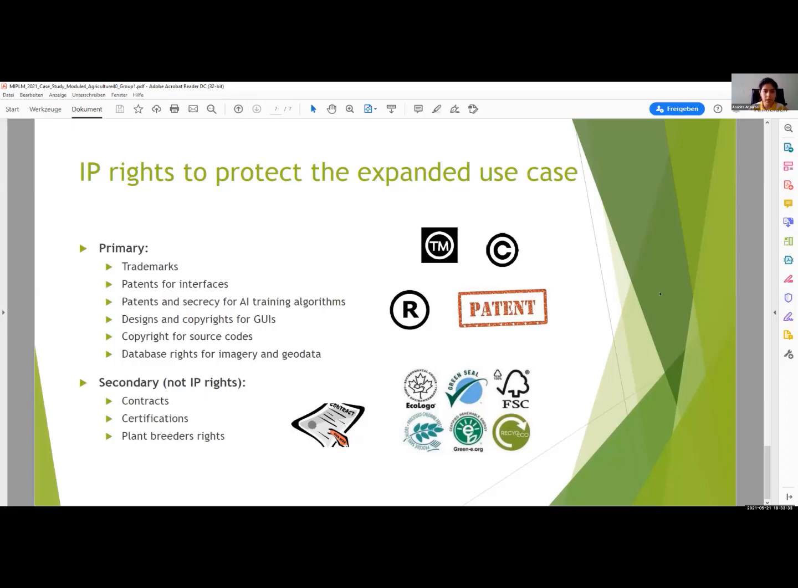By using the mechanism of plant breeders' rights, breeders who benefit from agile seed management and AI recommendations will be obliged to transfer all or a percentage of their rights in new varieties to the use case provider. Thank you.